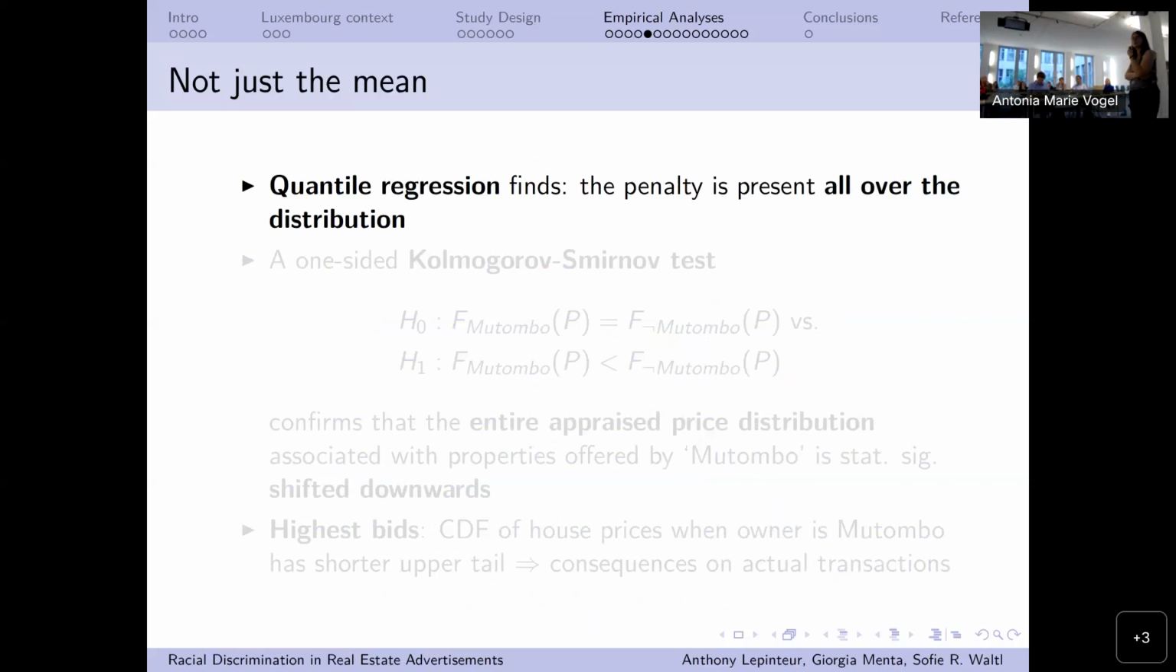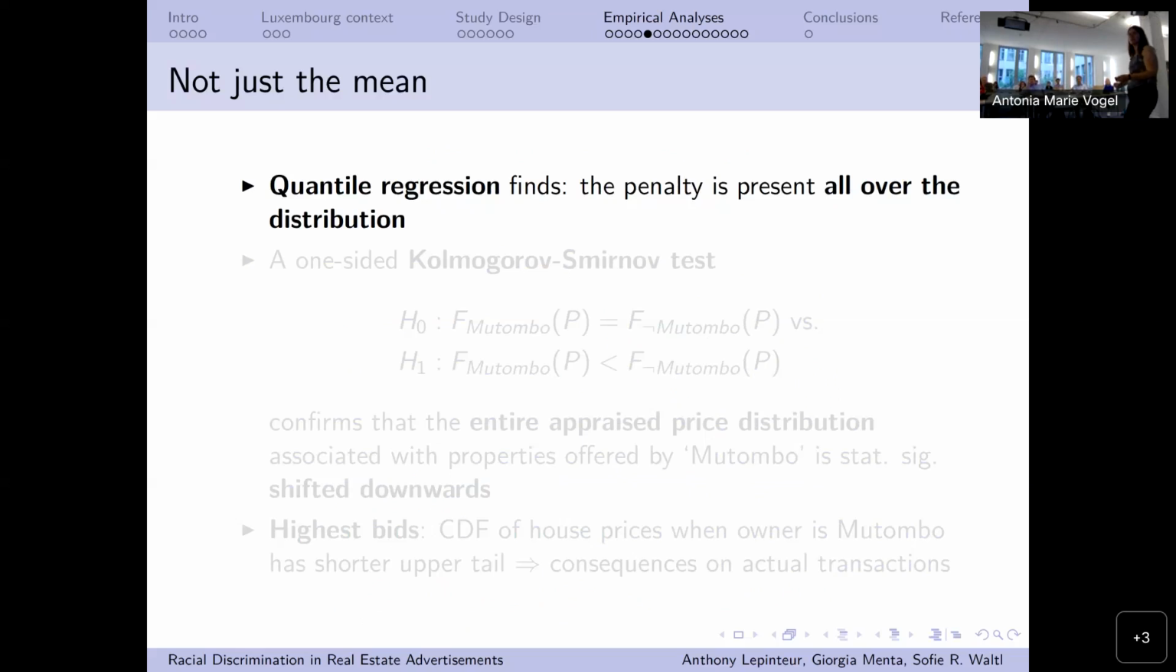Okay, then you can argue that this is only the mean what you do in this regression, and that's not that important when it comes to housing markets, because there's a bidding going on. So usually only the highest bids are really important, right? So the idea is, if on average appraisals are lower, it's not so important. What is important is whether at the very top end of the bids, there is a bias, right?